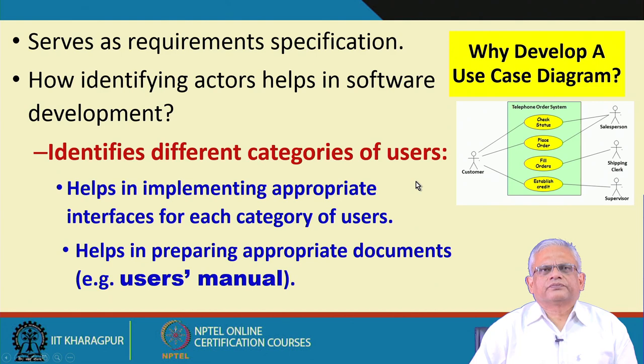By identifying the different categories of users, in the later development, we will know who will actually use this functionality. Is it a factory worker, or is it the manager, or is it the technical administrator? And identifying this helps, because finally, during the user interface development, we normally develop different types of interfaces for different categories of user.